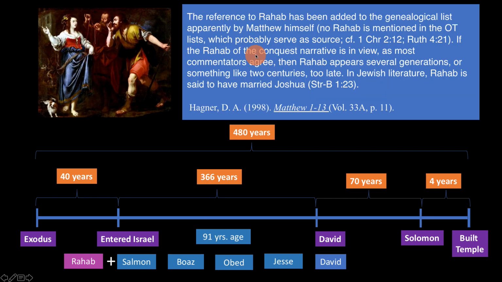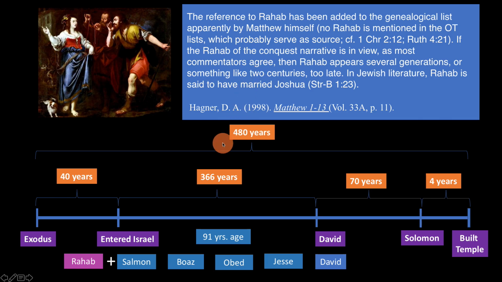Hagner, in his commentary, writes something very interesting about Rahab. He notes, the reference to Rahab has been added to the genealogical list, apparently by Matthew himself. No Rahab is mentioned in the Old Testament lists, which probably serve as a source, cross-reference 1 Chronicles 2, Ruth 4. If the Rahab of the conquest narrative is in view, as most commentators agree, then Rahab appears several generations, or something like 2 centuries too late. In Jewish literature, Rahab is said to have married Joshua. So here Hagner is noting a real issue with Matthew's genealogy.